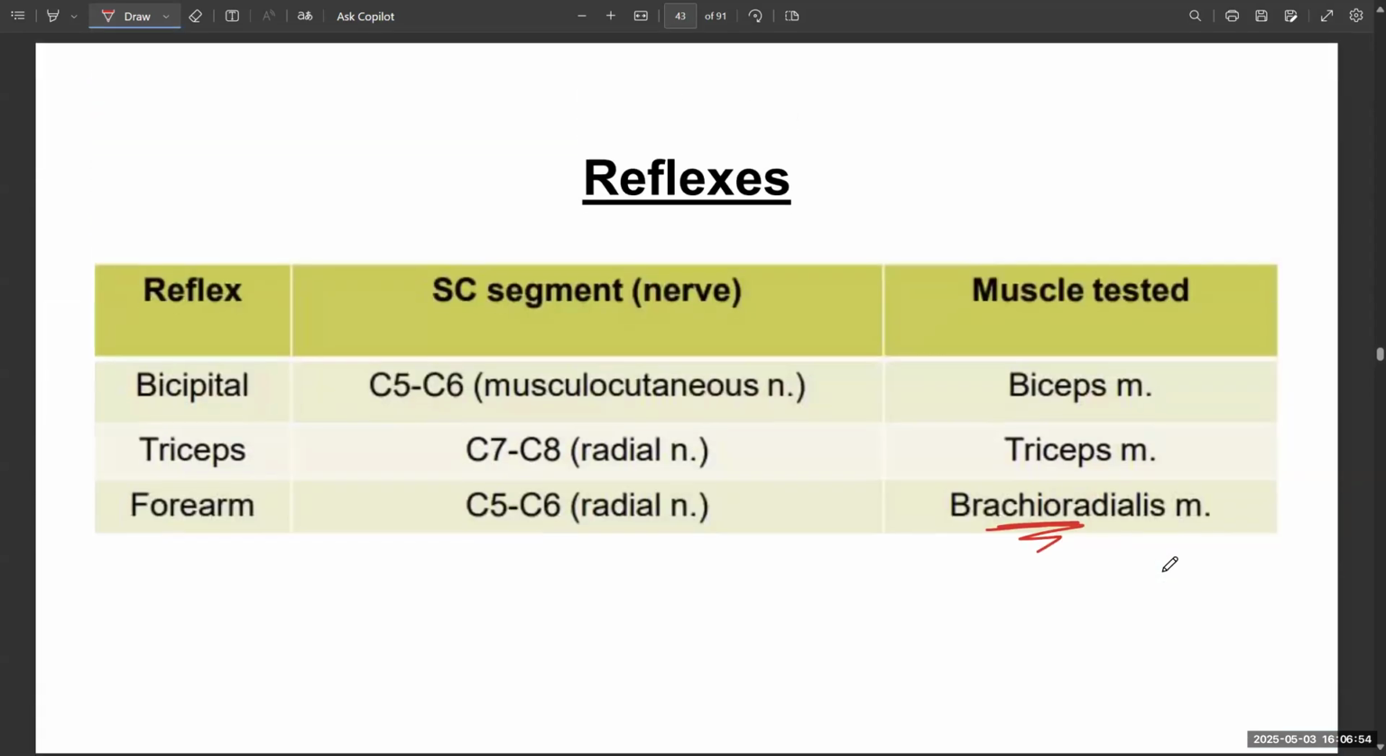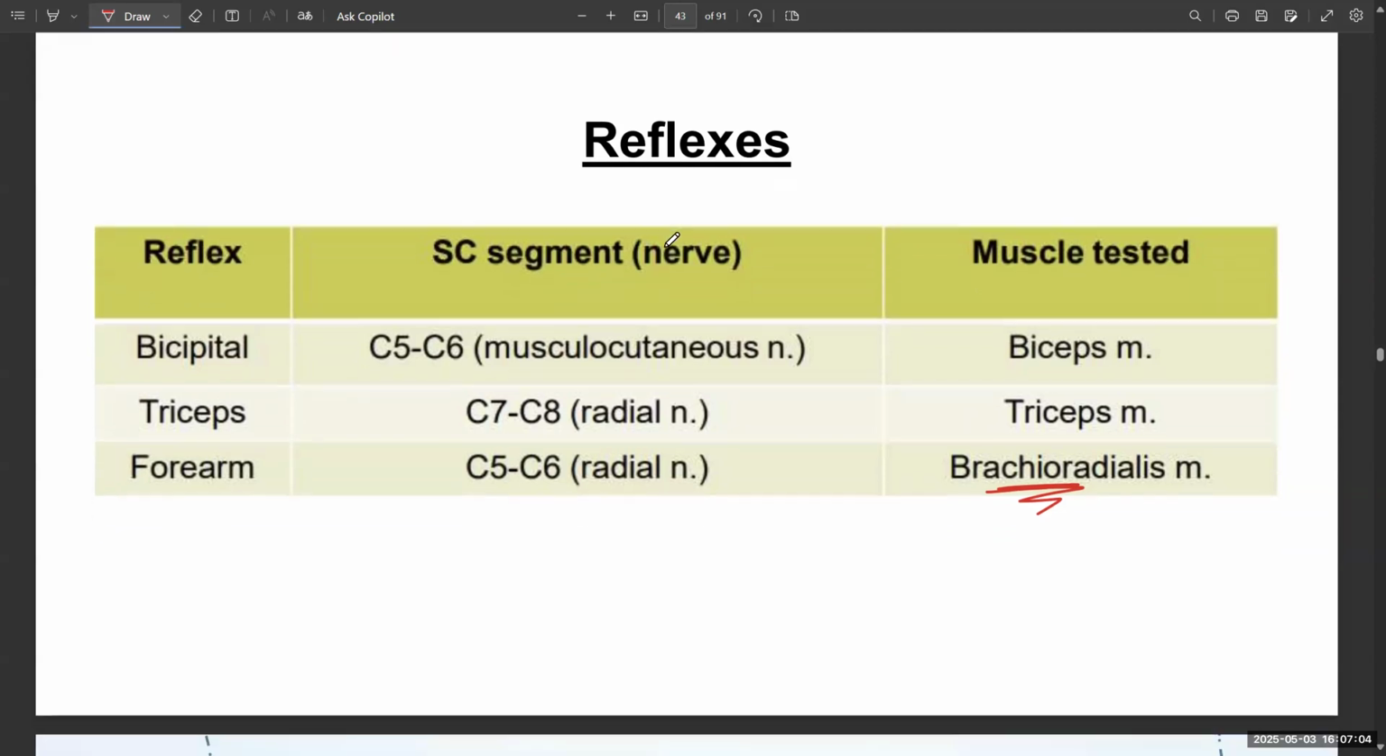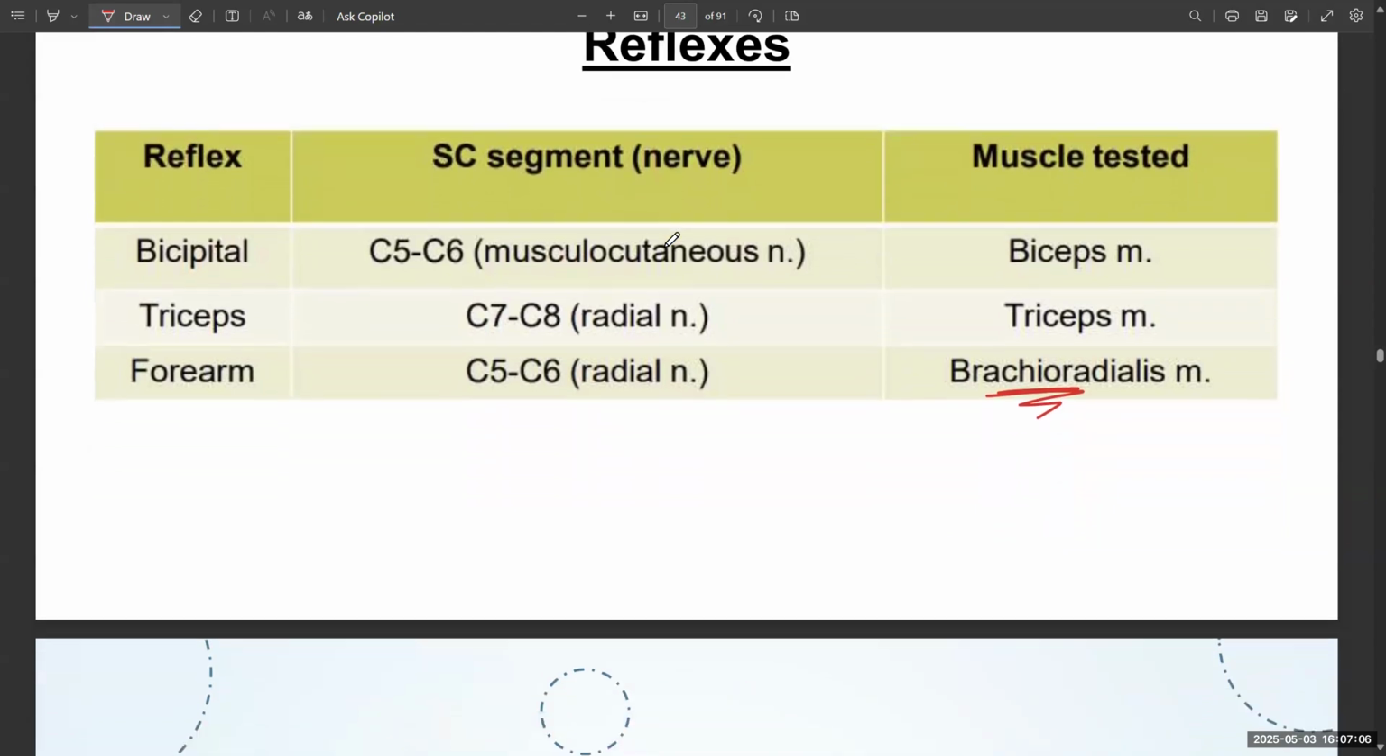And that concludes the brachial plexus. Congratulations. If there are any questions, guys, please don't hesitate to email me or send me a message, okay? Now we shall move on to the second part.